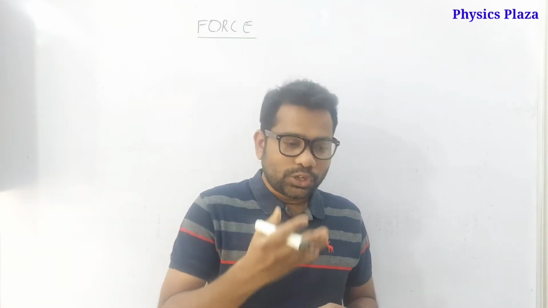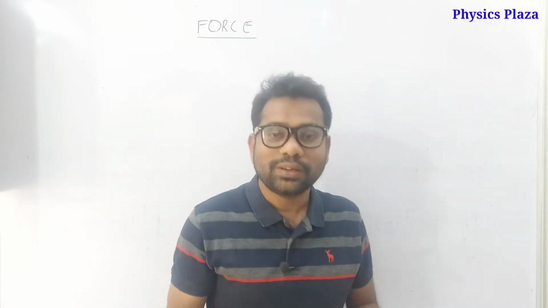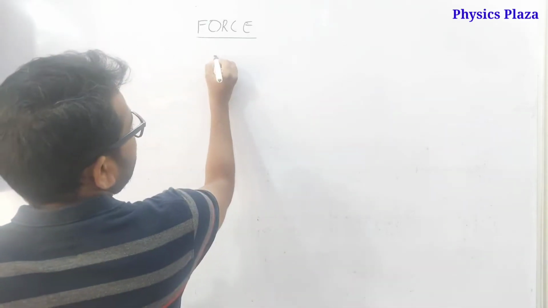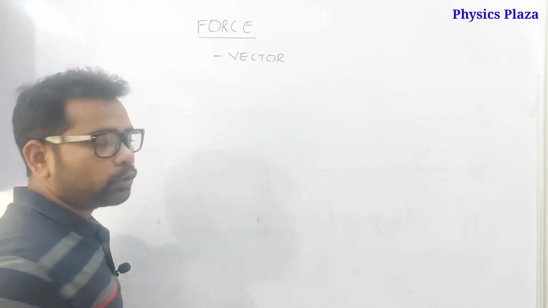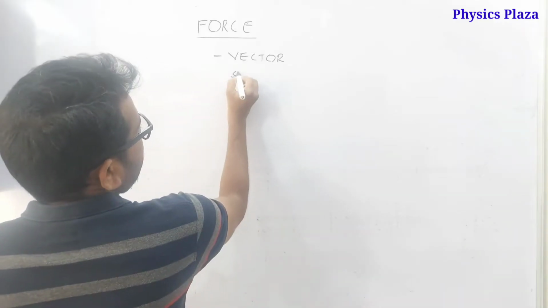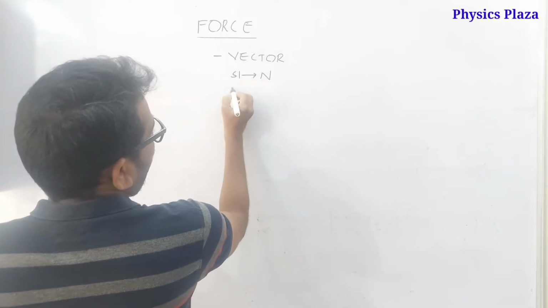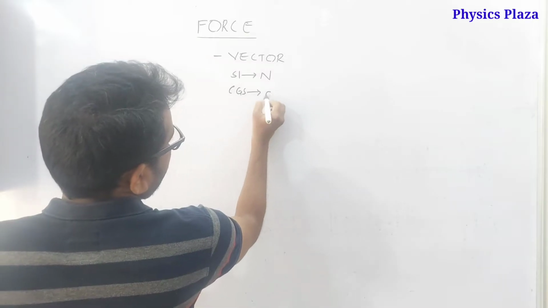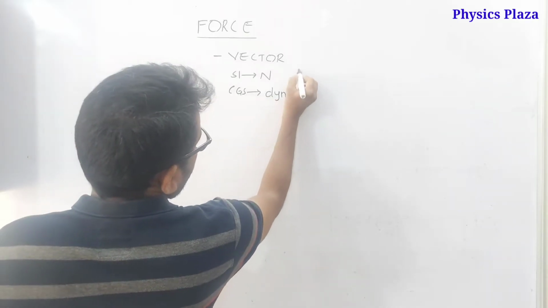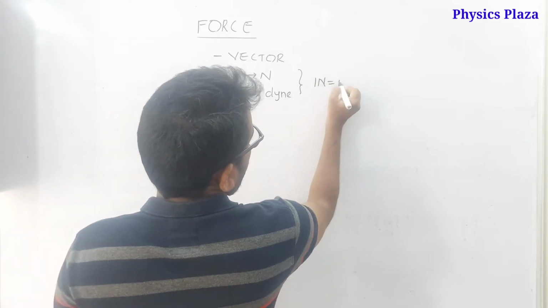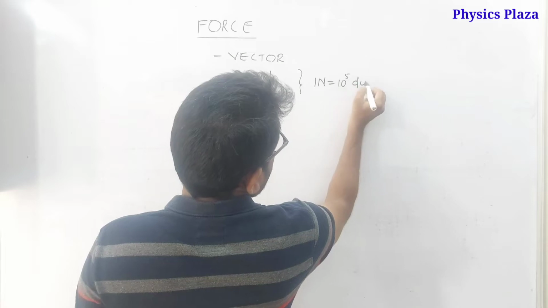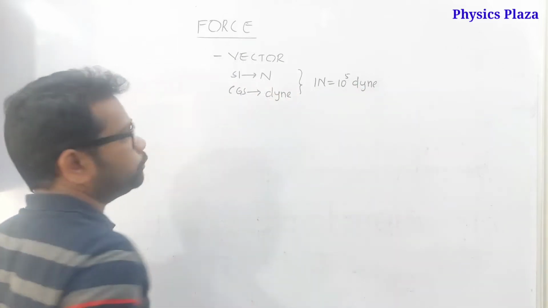It is an external cause which can change the shape, position, size or direction of an object. And force is a vector quantity, and we all know its units also. The SI unit of force is Newton, whereas the CGS unit is Dyne. Children, how are Newton and Dyne related? Just recall once again. Yes, 1 Newton is equal to 10 power 5 dynes. So this is about force.